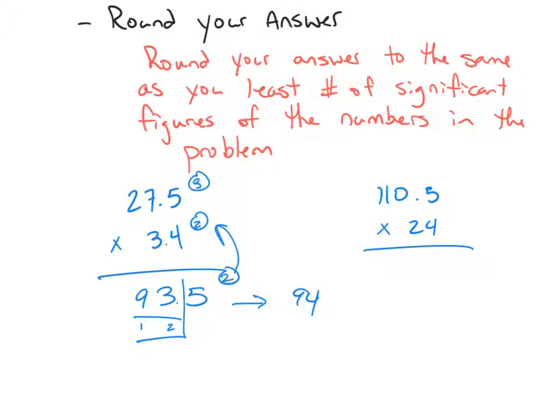So here's another example. I'm going to take 110.5 times 24, and the answer is 2652. Now I need to round this answer based on 2 significant figures because this number has 4 sig figs and this number has 2. So I'm going to round at the 26. So my answer is going to be rounded. So 2652 rounds up to 2700. So basically I take the 6, and since it's followed by a 5, it rounds up.